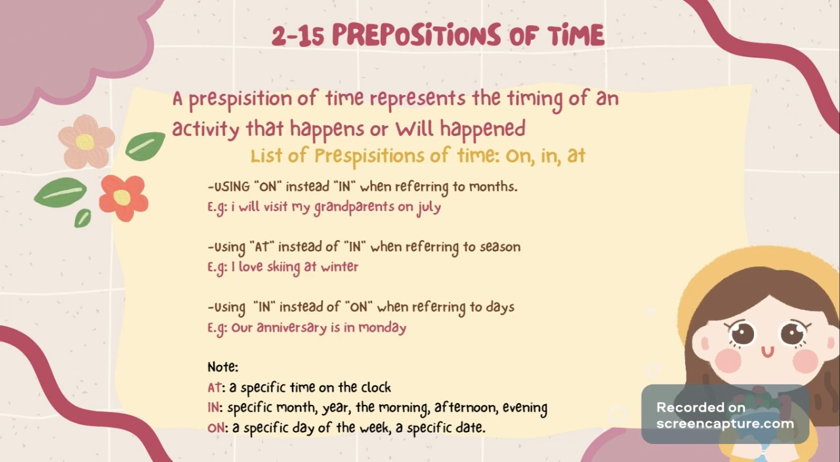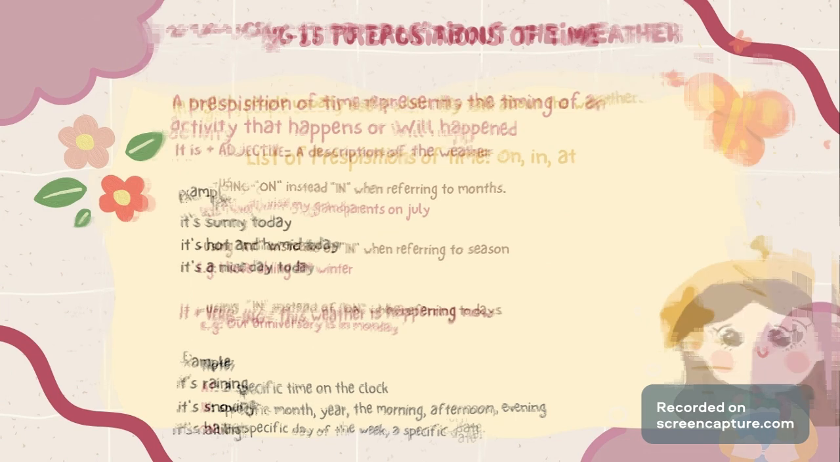Note, at is for a specific time on the clock, and in is for a specific month, year, the morning, afternoon, and evening. On is for a specific day of the week or a special date.